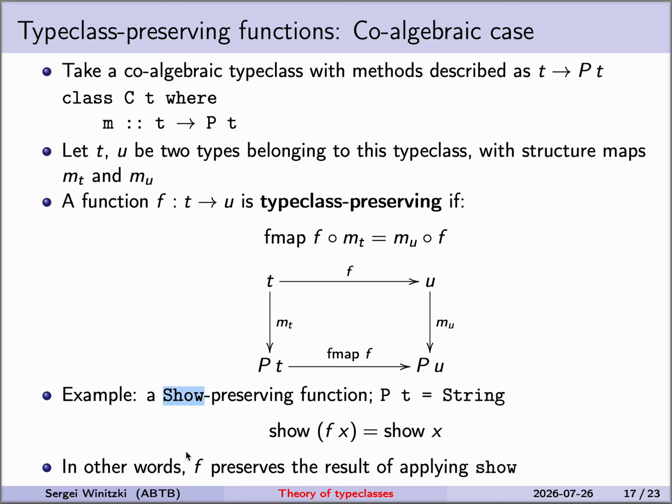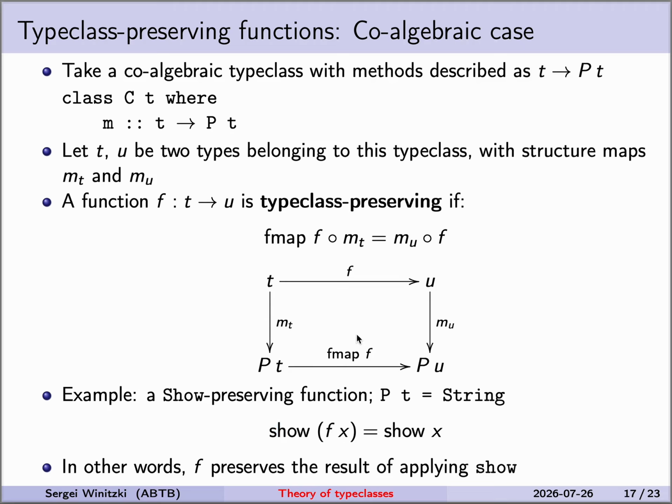So let's look at Show. Show is a coalgebraic type class. What is a Show-preserving function? The structure functor P for Show is just a constant functor that returns String. It's a function that satisfies this equation. If you put here String instead of Pu, String instead of Pt, this fmap becomes the identity function. So this is the same value of type String as this one. It means that the show of f x must be equal to show of x. So a Show-preserving function is a function that transforms the value, but the printed string remains the same. So f preserves the result of applying show. It maps show from one type to the show of the other.